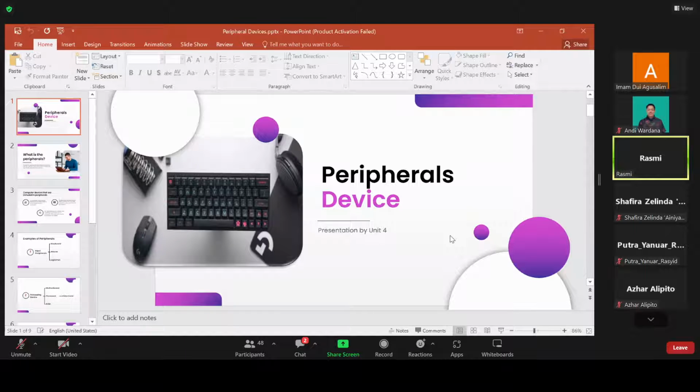Assalamualaikum and good afternoon, ladies and gentlemen. We are very happy to see you all here today. We are going to talk about peripherals. Before that, let me introduce you to unit group 4, which consists of Bintang, Rico, Nisra, and myself, Rasmi. I apologize in advance to those of our friends who could not attend today's presentation because they were working. Okay, next slide.